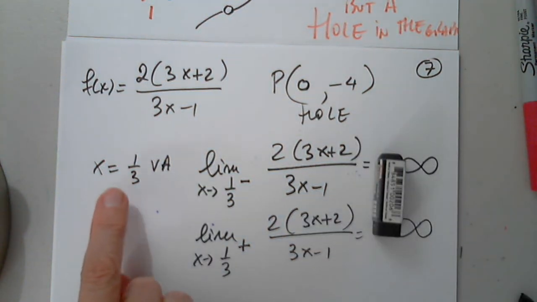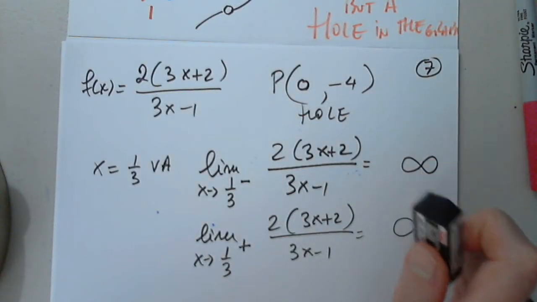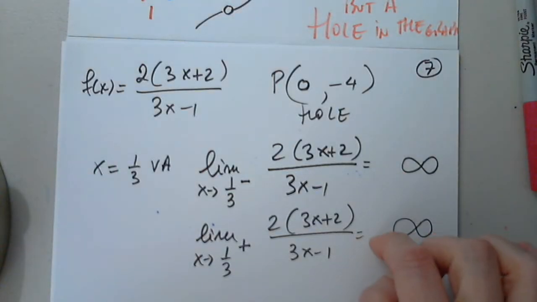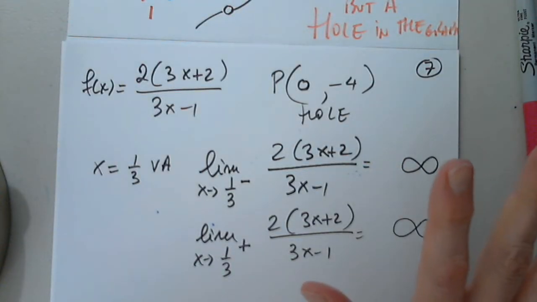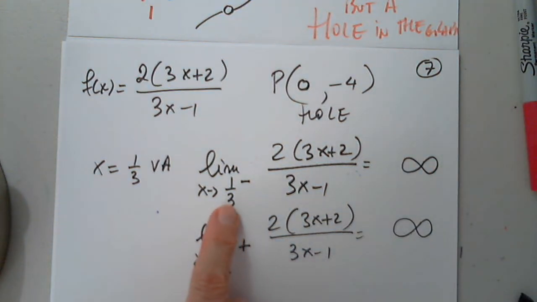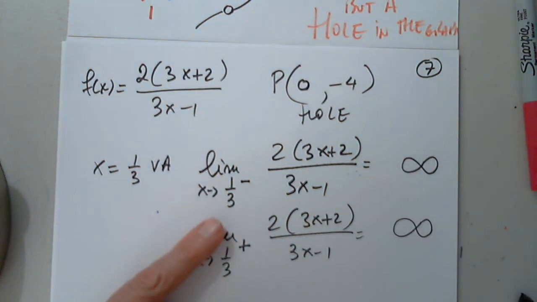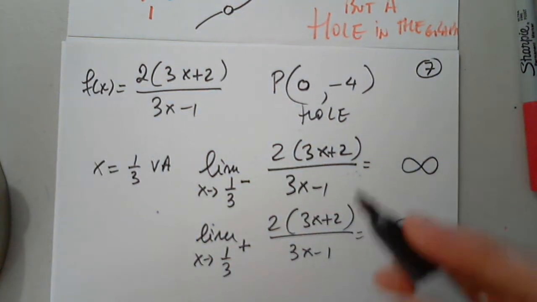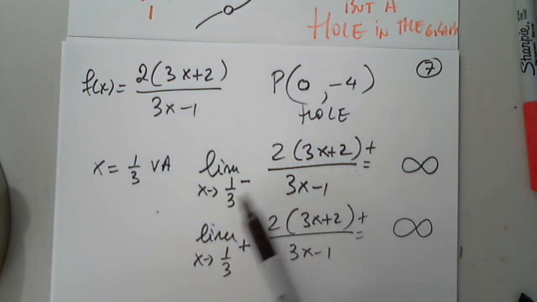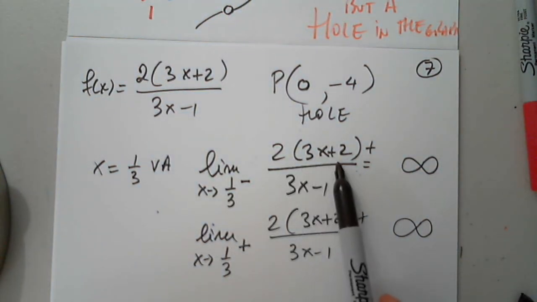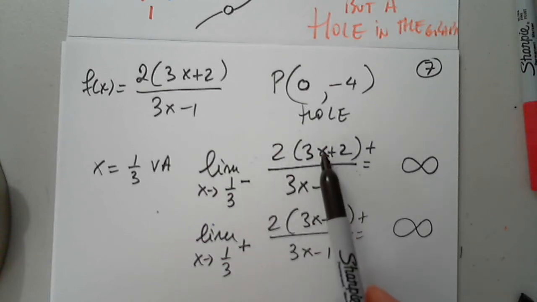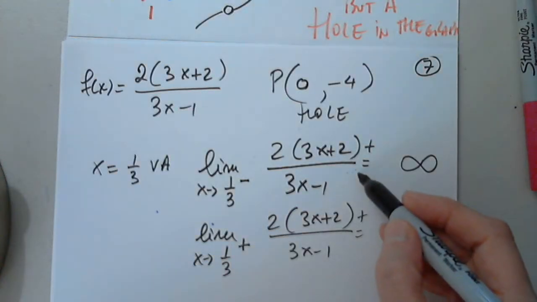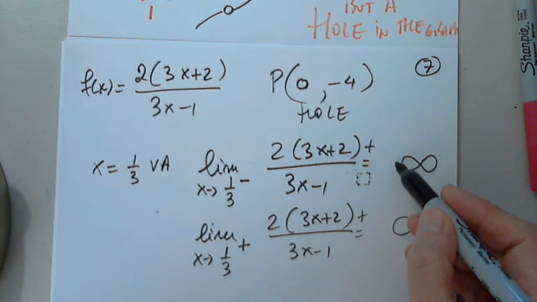Once I know that this is a vertical asymptote, I know it has to be infinity because it's a pure rational function. But I don't know the sign. How do I determine the sign? Very easy. Imagine you plug in something to the left of 1 divided by 3. The numerator with 1/3 will be 6: 3 times 1/3 is 1, 1 plus 2 is 3, 3 times 2 is 6. Positive. But I need to find the sign of the denominator.